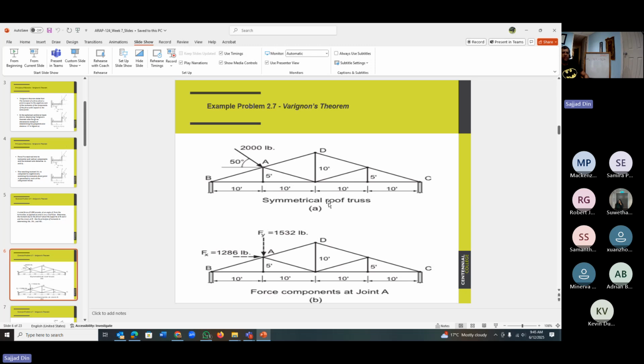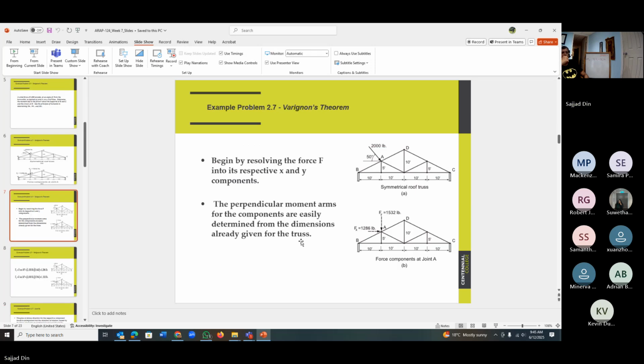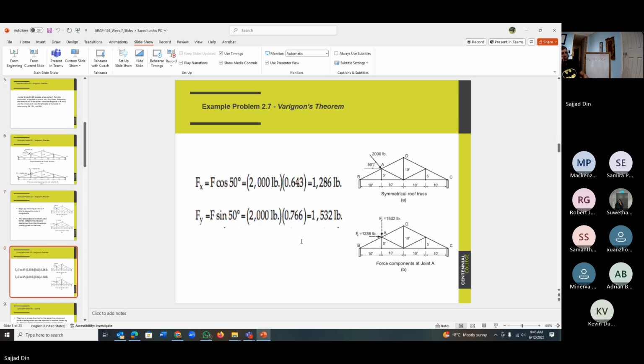This step is basically what you've already been doing. So now you've got Fy and Fx. And this is the explanation for that. Just take a look, make sure that makes sense. It's basically F cosine 50 gives us Fx, F sine 50 gives us Fy.